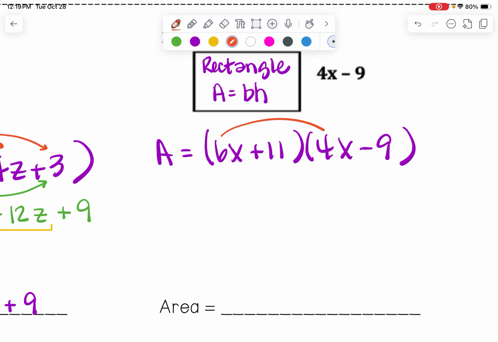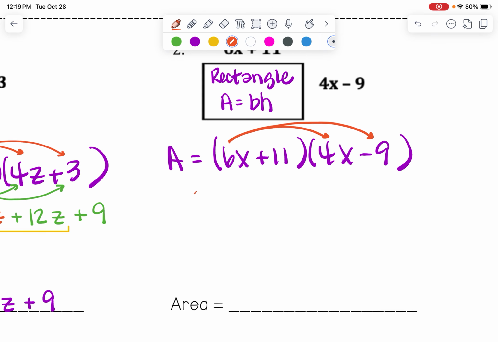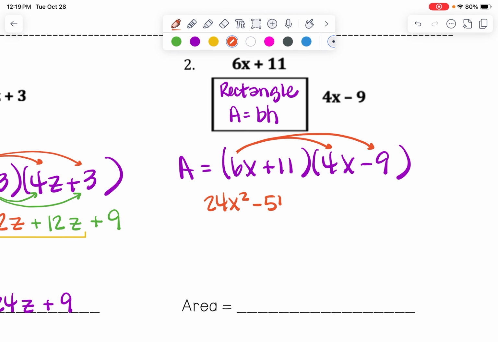Okay, so here we go. I'm going to take my 6x and distribute him to everybody over here. So let's see, that's going to give me 6x times 4x. That's going to be 24x squared. And then 6x times negative 9, negative 54x. Then I'm going to distribute my positive 11. That's going to give me positive 44x's minus 99. And then, of course, I have my like terms in the middle that I'll be able to combine.